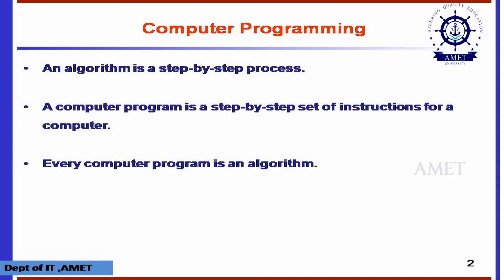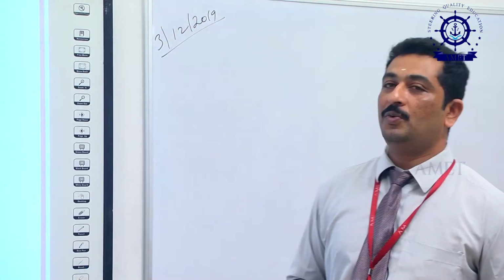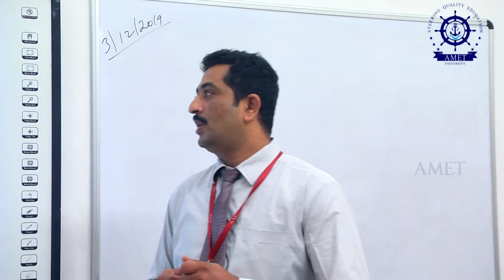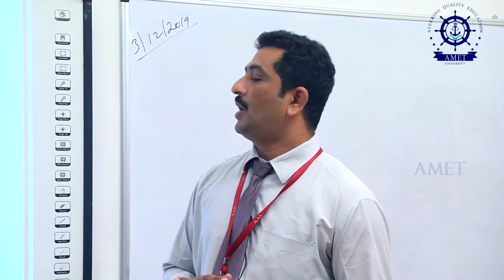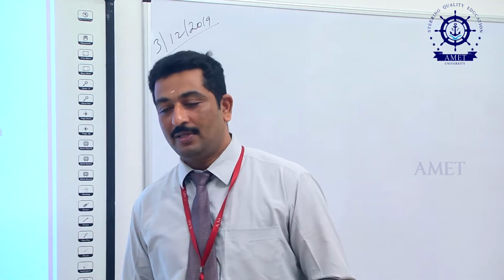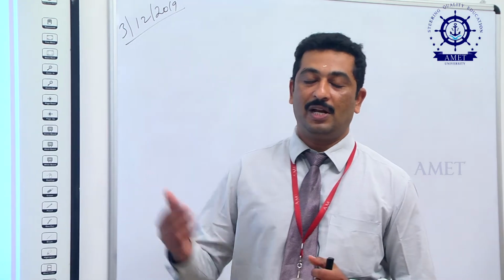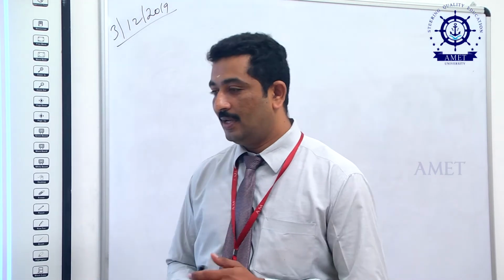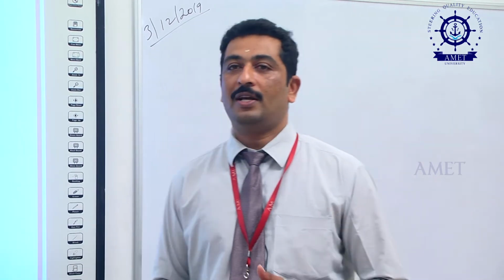A computer has two parts: one is hardware and the other is software. We are going to talk only about the software part. Software means a set of programs. The set of programs is designed as a step-by-step process. The step-by-step process we call an algorithm.